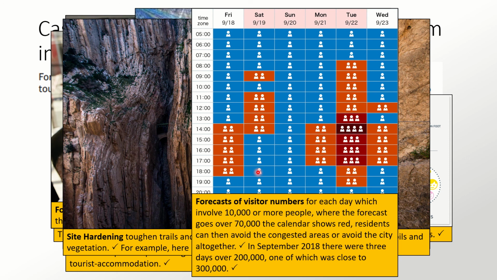Just to give you some context on that, in September 2018, there were 3 days where there were over 200,000 visitors in the city. I mean, that's massive. Edinburgh has a population of 500,000. Imagine if you added another 200,000. Well, during Edinburgh's Fringe Festival, we see similar spikes in population. So this is something that you might be able to relate to.